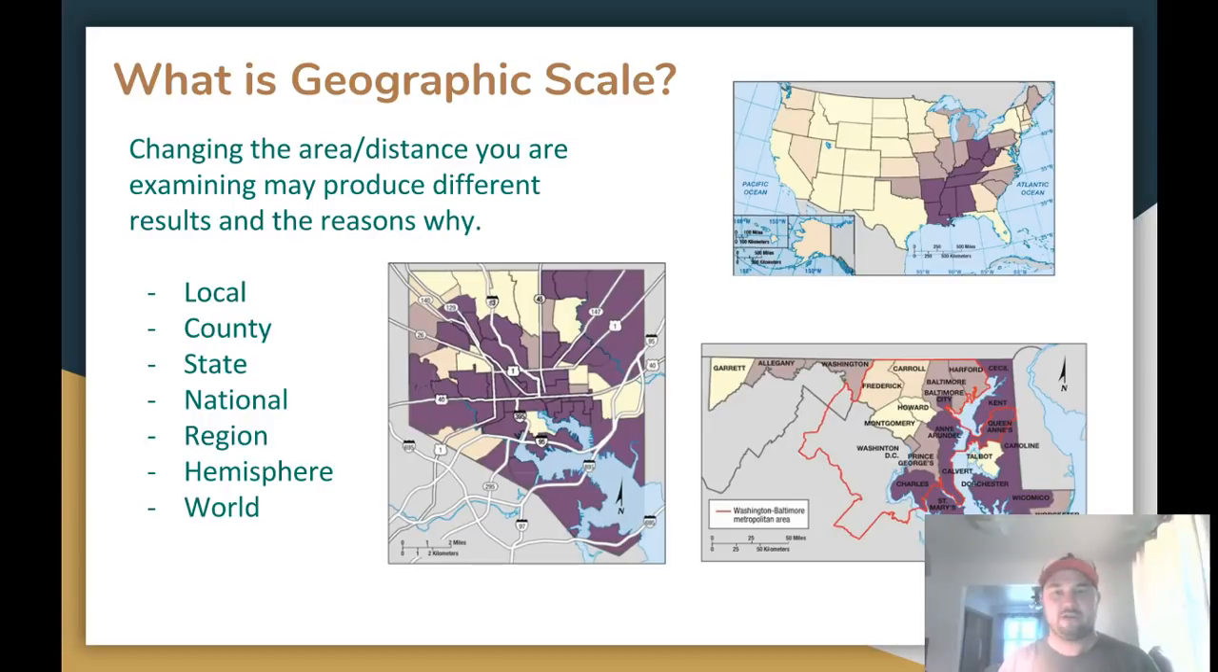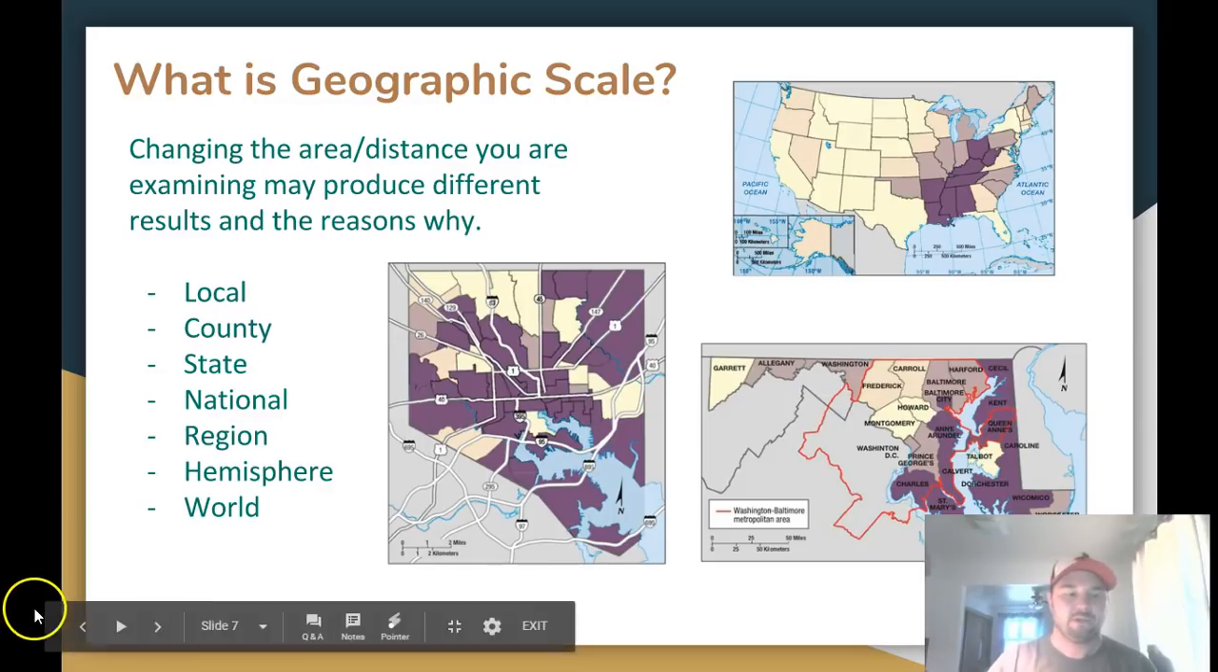So geographic scale or scale of analysis is deciding what we are going to look at. If we were to look at the cancer rates in the United States, we do a U.S. map, city map for Baltimore, state map for Maryland. Just don't get all these scales confused. I'll try to break them down as simple as possible for each one.